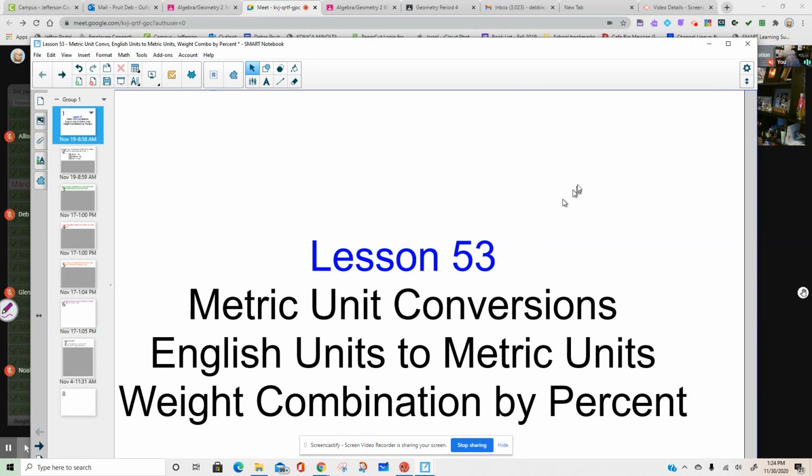Lesson 53 is metric unit conversions, English units to metric units, and then weight combination by percent.